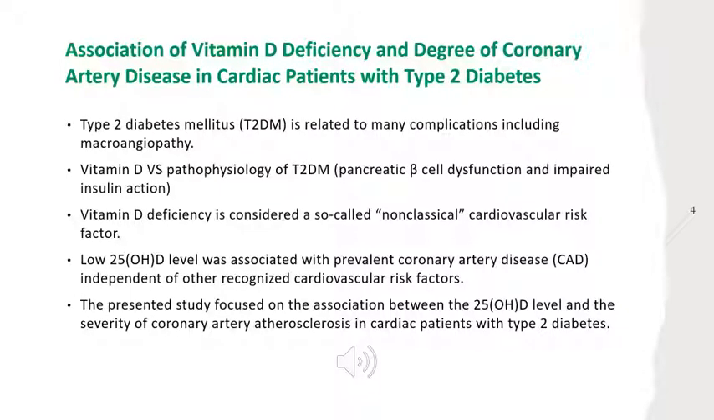Vitamin D, via regulation of calcium, influences various mechanisms associated with the pathophysiology of type 2 diabetes mellitus, including pancreatic beta cell dysfunction and impaired insulin action. The previous studies showed that optimizing vitamin D level could reduce insulin resistance, improve glycemic control, and consequently reduce the risk of type 2 diabetes mellitus.